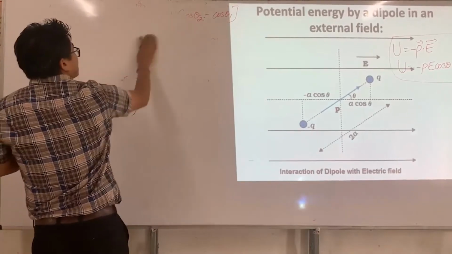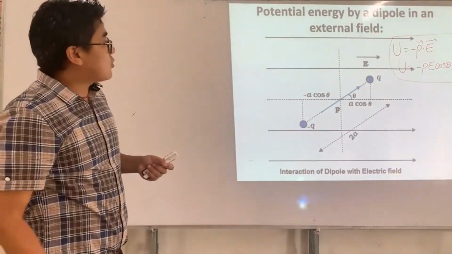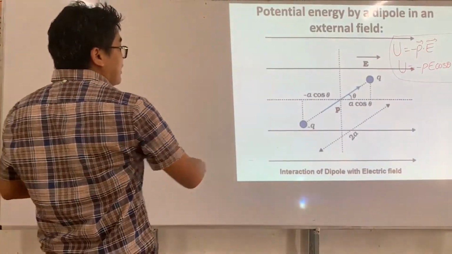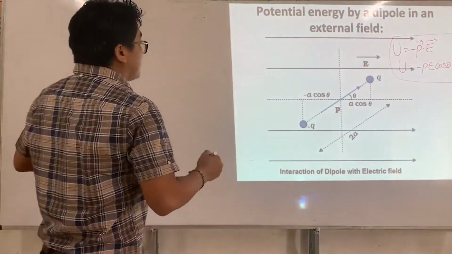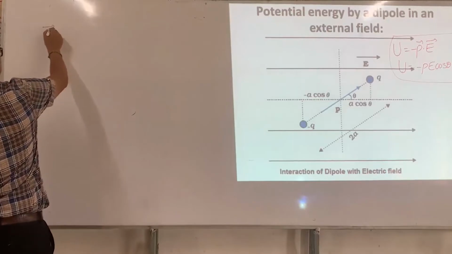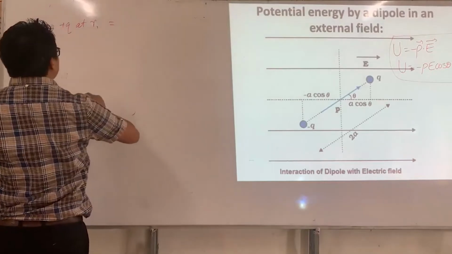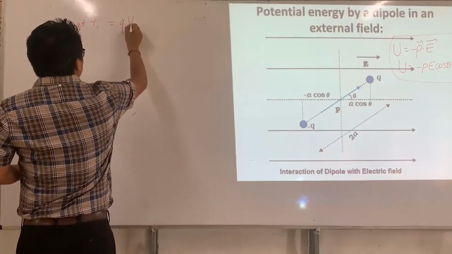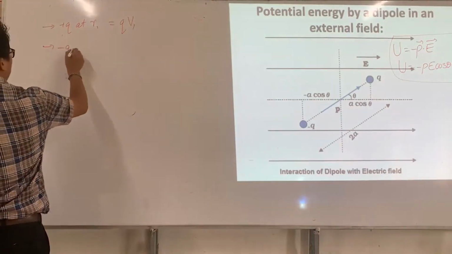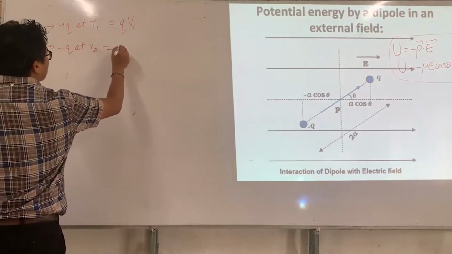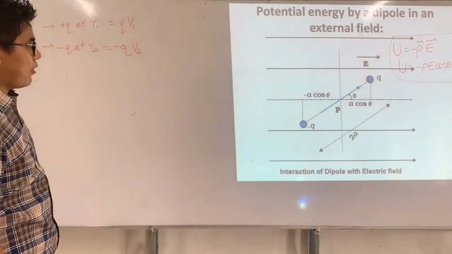Both are one and the same. Alright, so this is potential 2, this is potential 1. So the work required to bring plus Q at R1 would be equal to Q1 V1, and the work required to bring minus Q at R2 will be equal to minus Q V2.